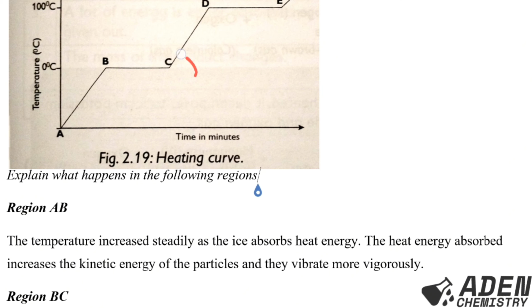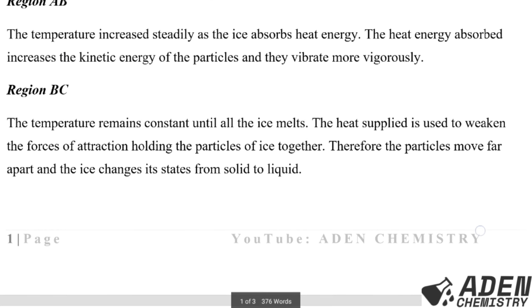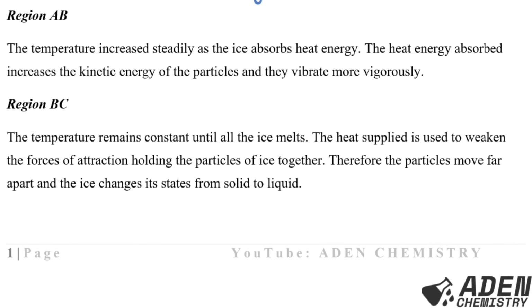As you see, the temperature remains constant. That's why it is horizontal. So we're saying in BC, the temperature remains constant until all the ice melts. So that means now we have the solid being converted to liquid. The heat supplied is used to weaken the forces of attraction holding the particles of ice together. Therefore, the particles move far apart and the ice changes its state from solid to liquid. That's what is going to happen in region BC.